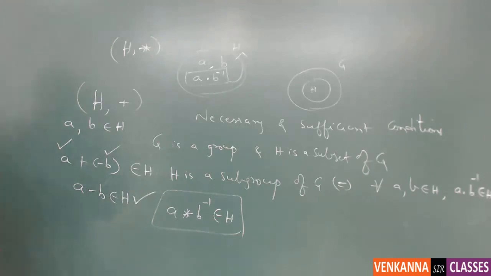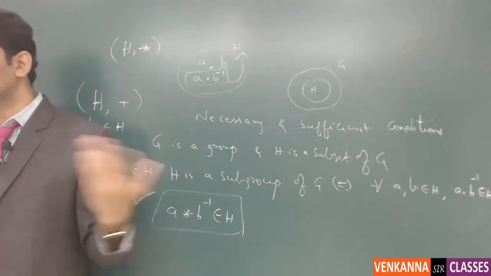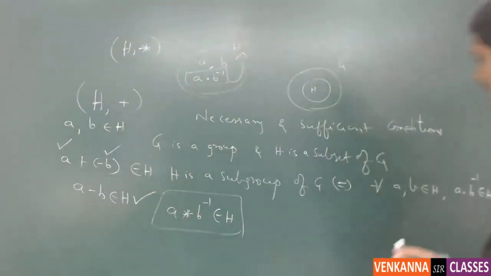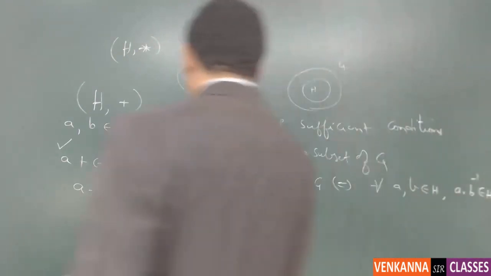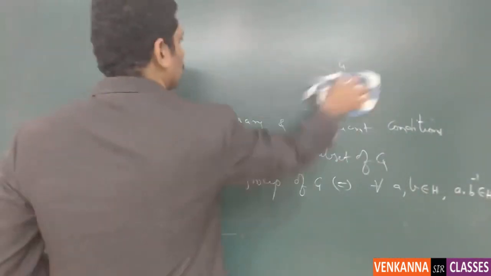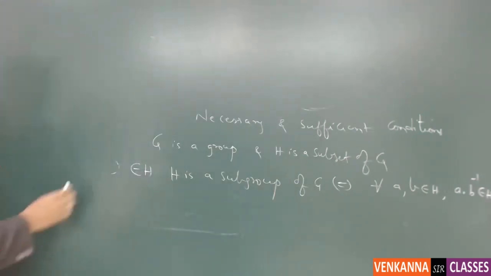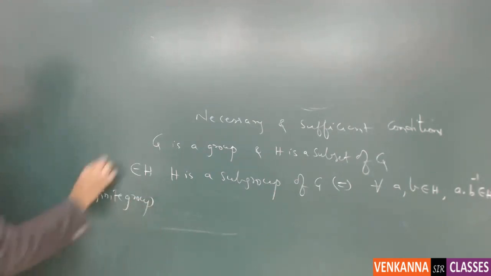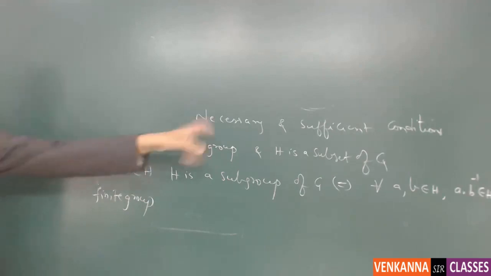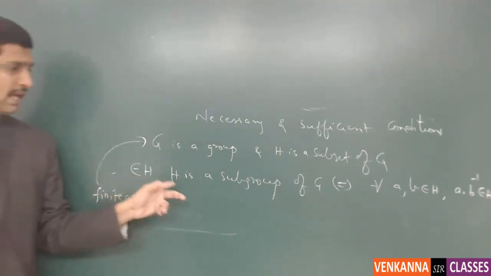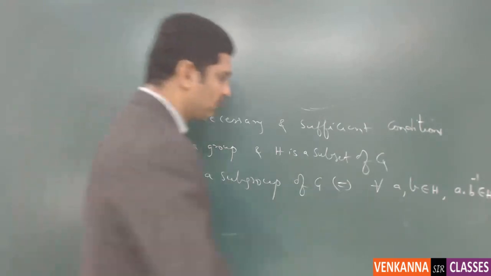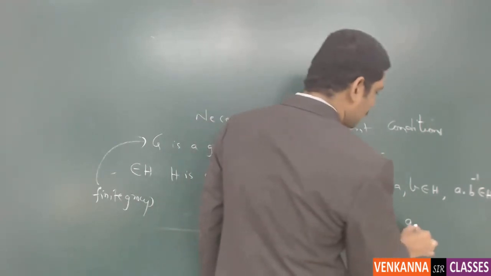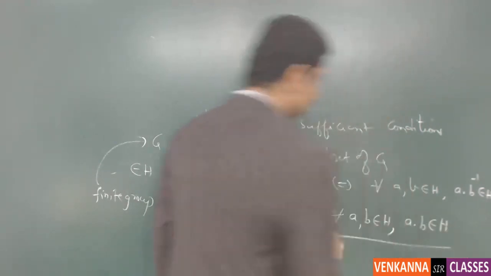So this condition we will use for the finite case as well as the infinite case. The set may be finite or infinite. Whatever the case may be, we use that condition. Another necessary and sufficient condition is, if you talk of a finite group, say G is a finite group, H is a subset of G, then H is a subgroup of G if and only if for all A, B belongs to H, A dot B belongs to H.